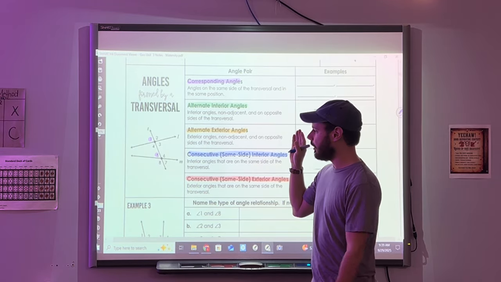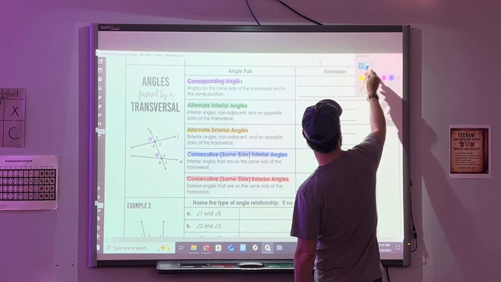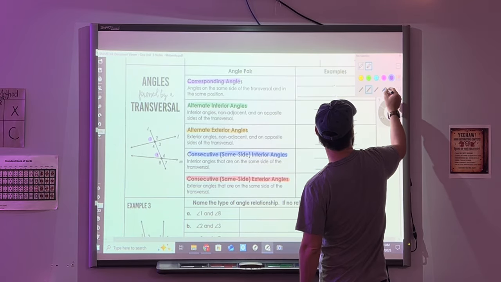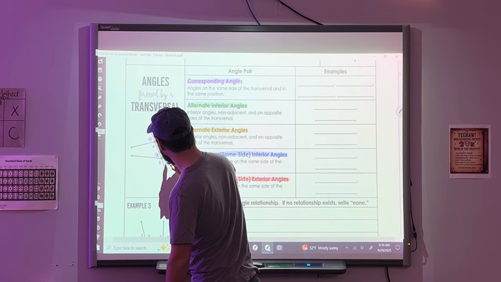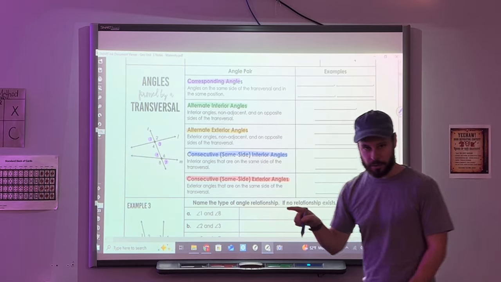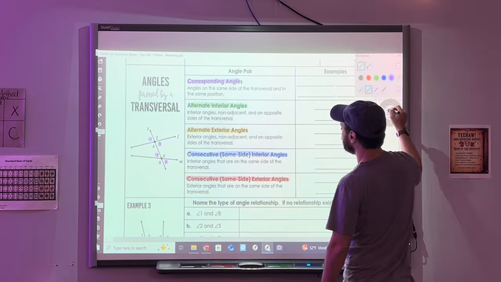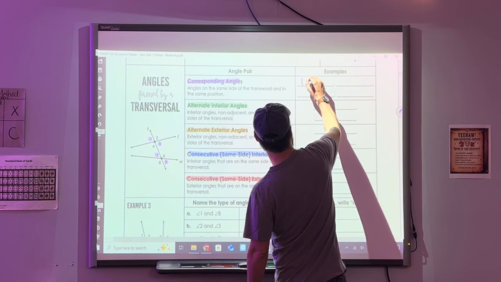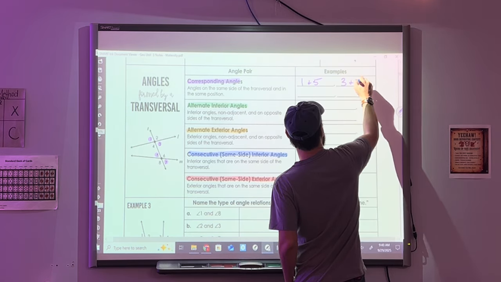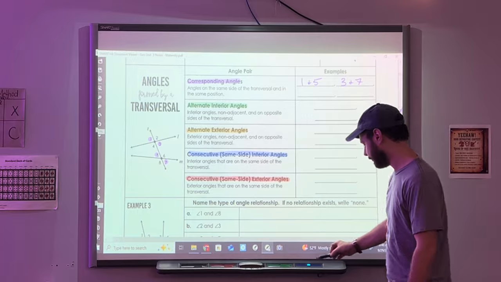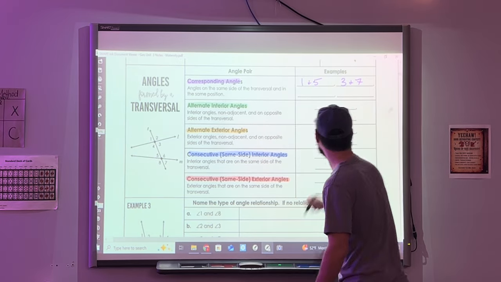So number 1 and number 5 are in the top left. Those are corresponding angles. Similarly, I'm not going to name all of them, but 3 and 7, they're in the bottom right. Okay, that's corresponding, same position. So I have 1 and 5, and 3 and 7. Okay, there are more, but I'm not going to do all of them. Okay, we're doing green.